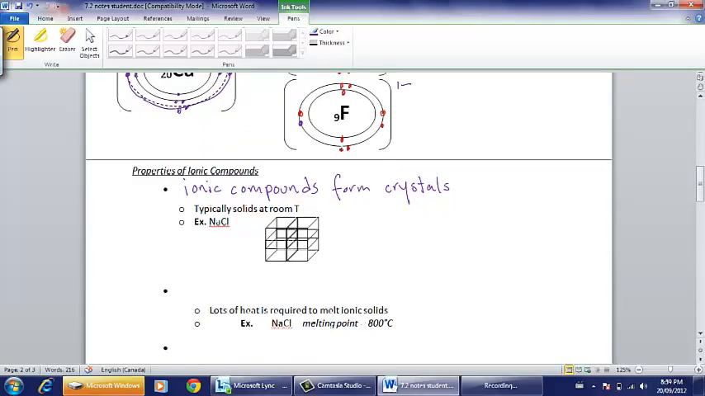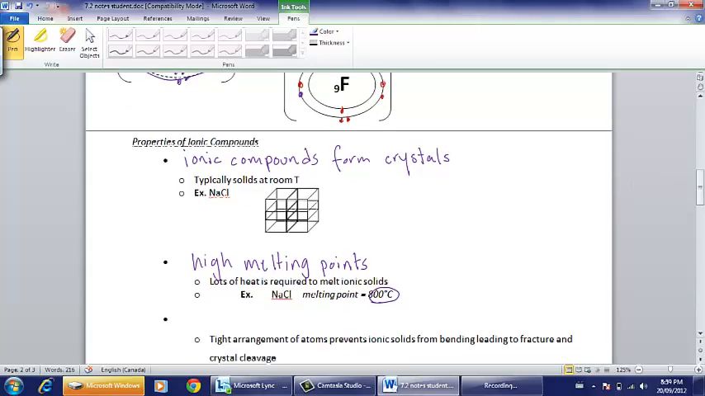Ionic compounds also have very high melting points. That's because the crystal structure here is very organized and very tightly bonded together, and it requires a lot of energy to break those bonds. This temperature here of 800 degrees Celsius, that's the temperature that table salt melts at, and that is a very difficult temperature to reach in lab conditions. Ionic compounds are also hard and brittle.